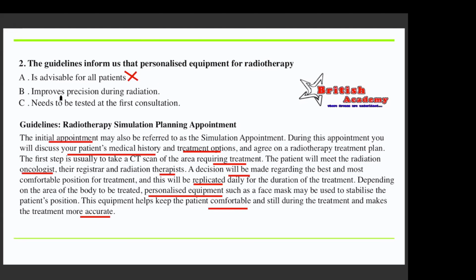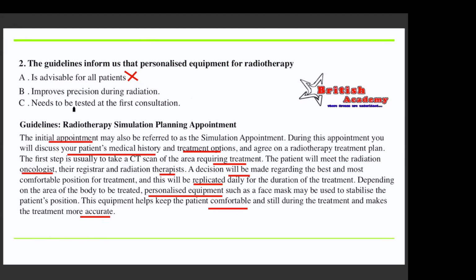The second option says improves precision during radiation. Okay, somewhat we can say that it is correct because the last line says this equipment helps keep the patient comfortable and still during the treatment and makes the treatment more accurate. Accurate and precision are synonyms, so this can be a right option. We are not so sure. Let us see the third one also, then let's decide.